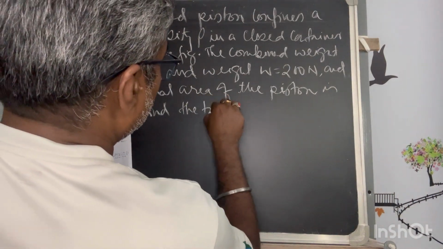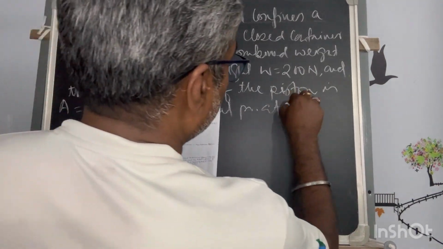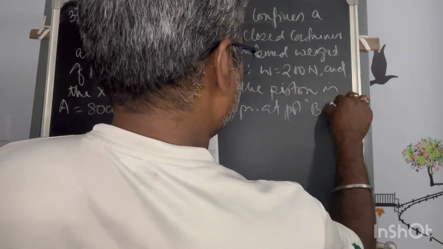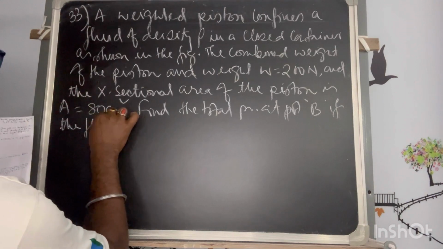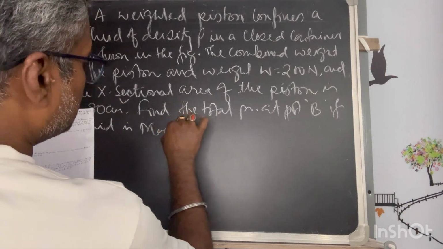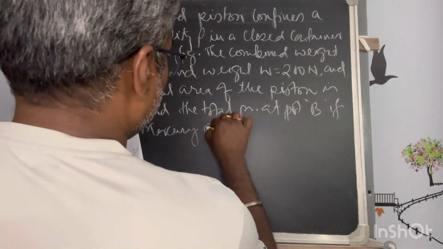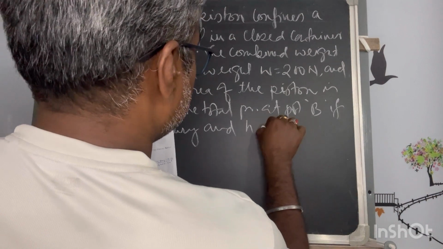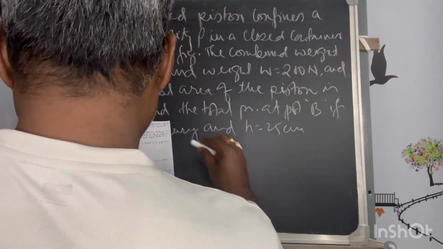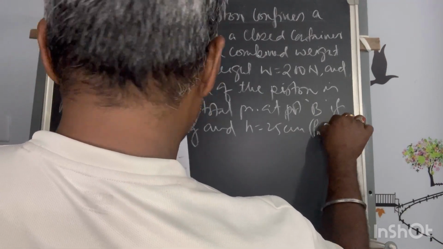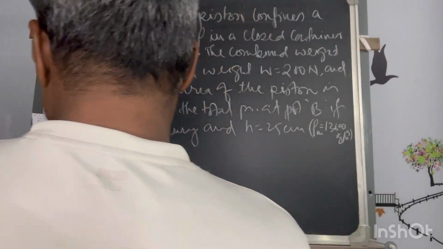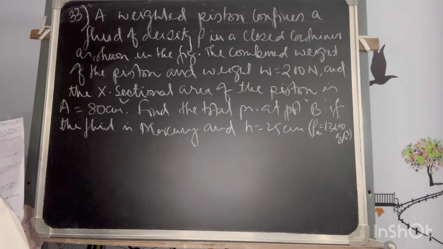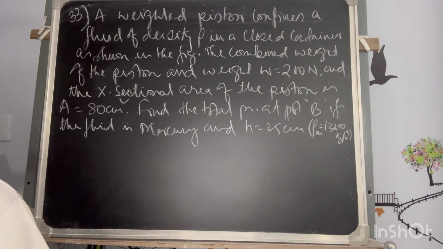The total pressure at point B if the fluid is mercury, and H is 25 cm. Rho of mercury is 1300 kg/m³. That is there. What would be the pressure? What would an ordinary pressure gauge read at B?